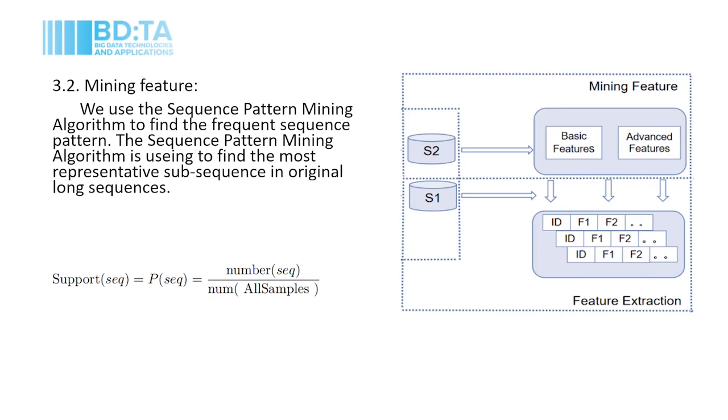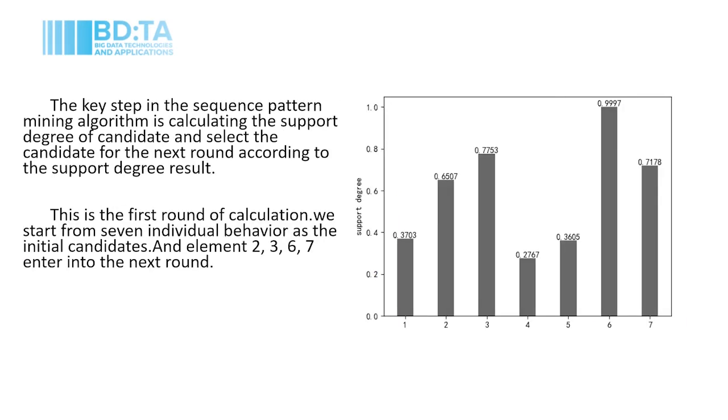In this part, we talk about mining features. We use a sequence pattern mining algorithm to find the frequent sequence patterns. The sequence pattern mining algorithm is used to find the most representative subsequences in original long sequences. This formula is used to calculate the support degree. The key step in the sequence pattern mining algorithm is calculating the support degree of candidates, and selecting the candidates for the next round according to the calculation result.